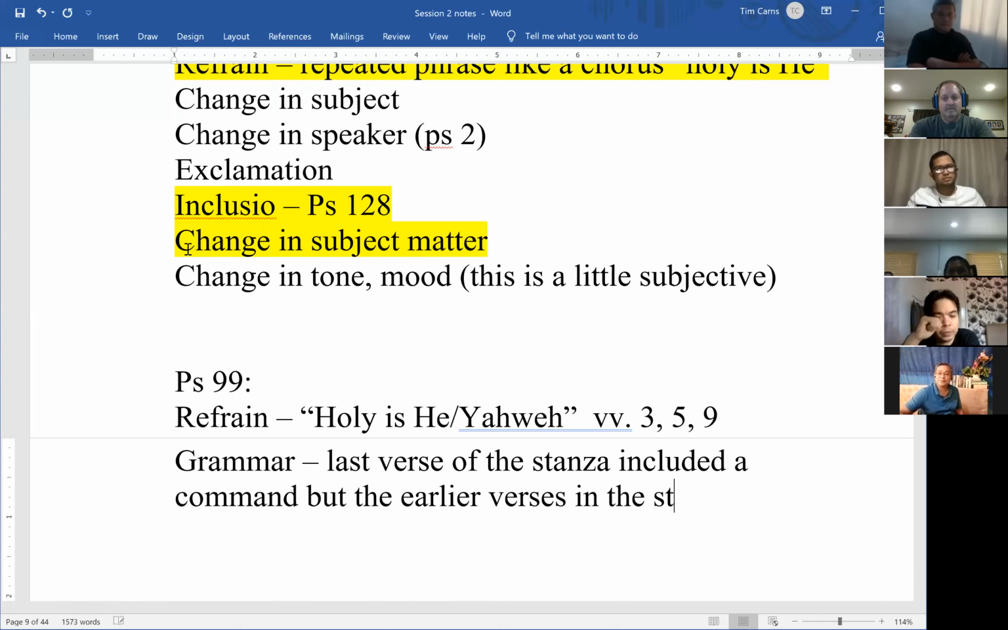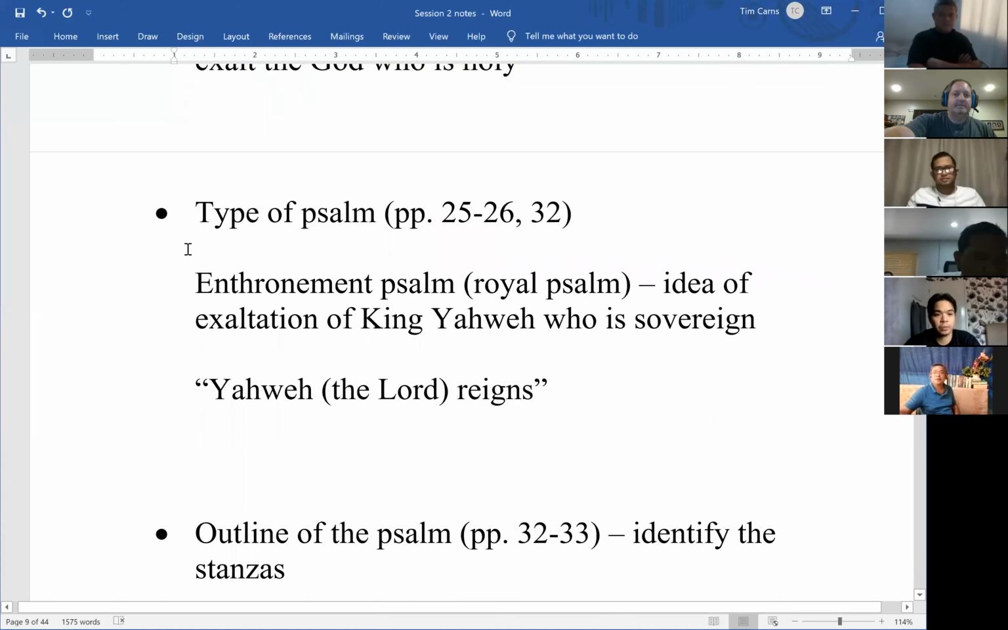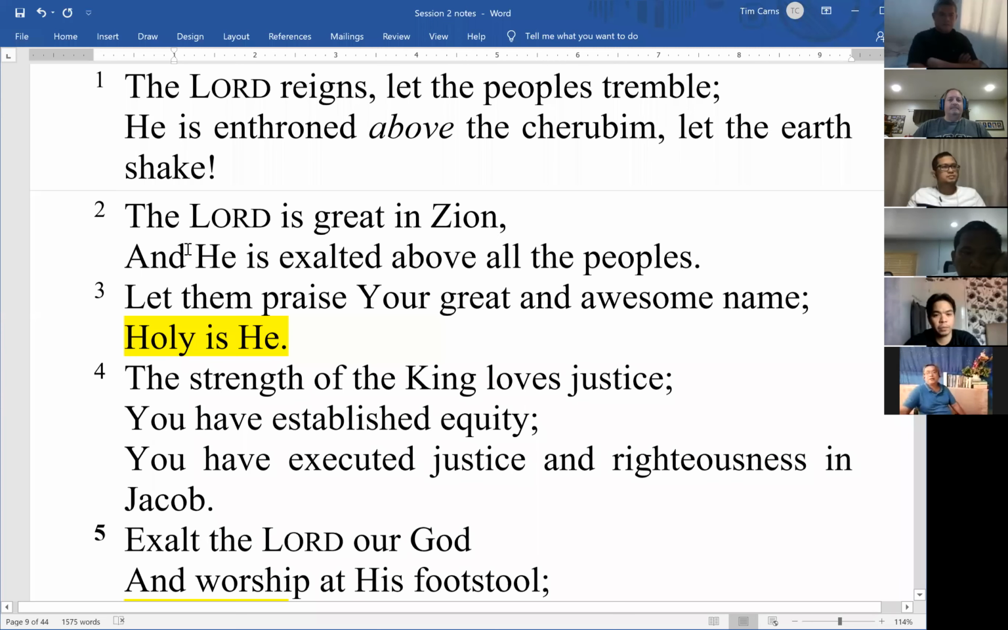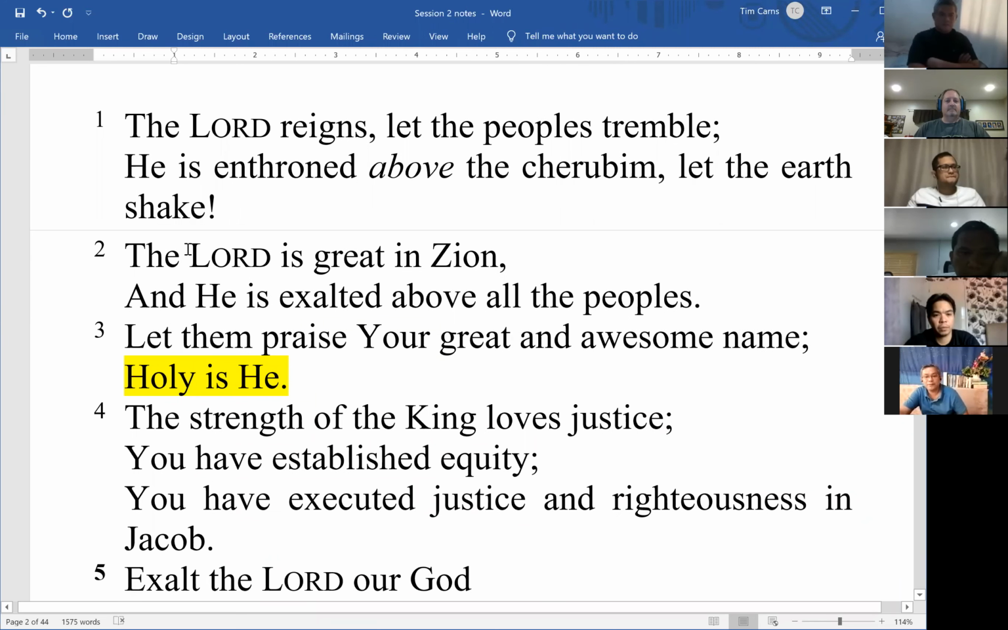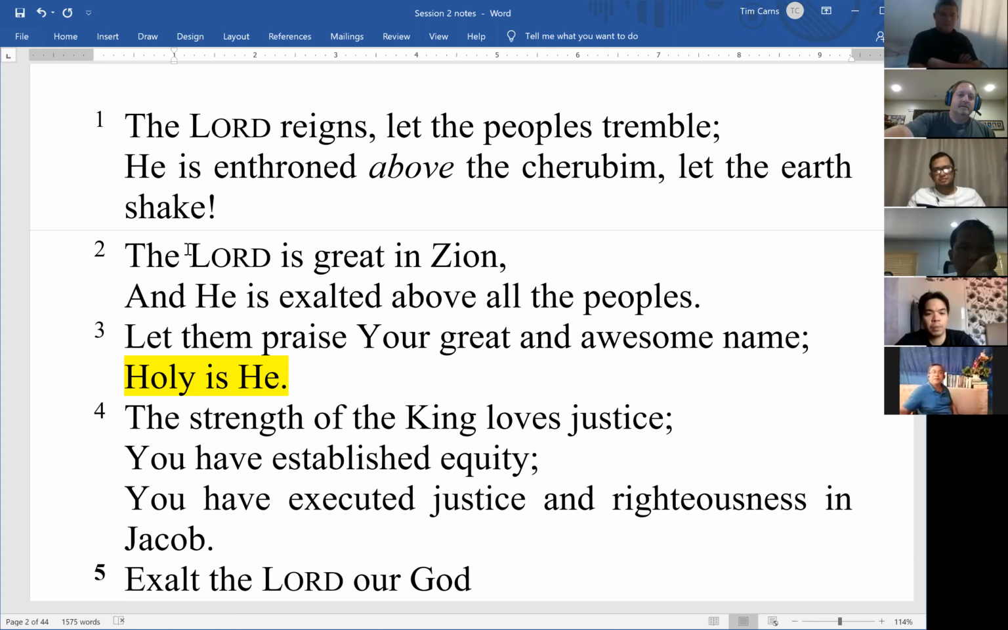The earlier verses of the stanza were statements. Right? So for example, let's go back up to the psalm. Verses 1 to 2 indicative, 3 imperative. You see that? The Lord reigns, statement. Let the peoples tremble. It's really a statement. He is enthroned, statement. The Lord is great, statement. He is exalted, statement. Then verse 3, let them praise, a command.